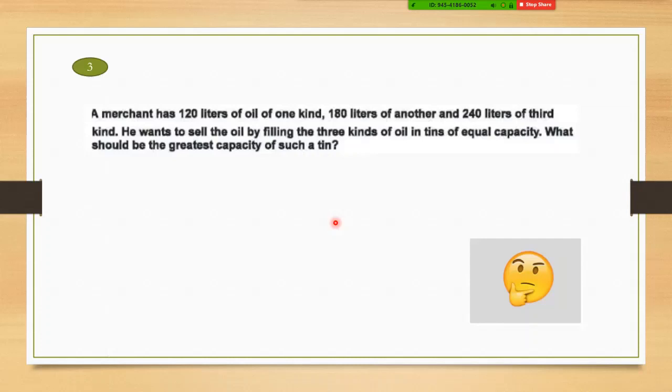A merchant has 120 liters of oil of one kind, 180 liters of another, and 240 of a third kind. The question should be written very smartly and shortly. He wants to sell the oil by filling the 3 kinds of oil in tins of equal capacity. What should be the greatest capacity of such a tin? Again, greatest capacity, so you know what is asked for.